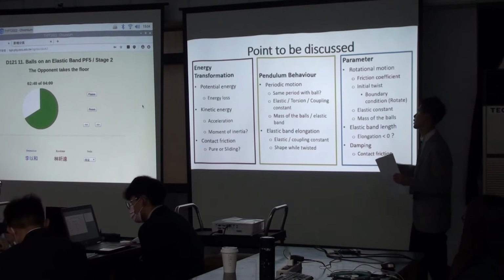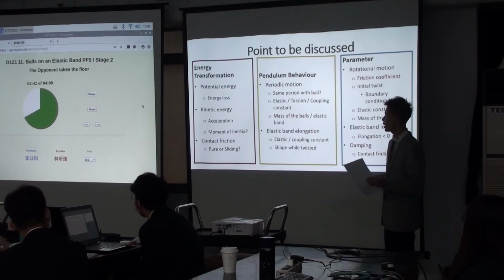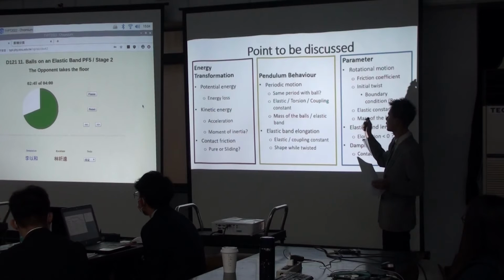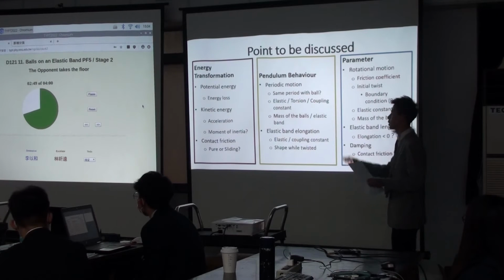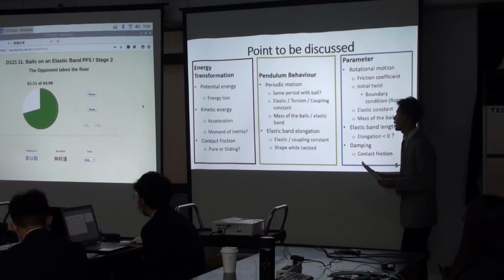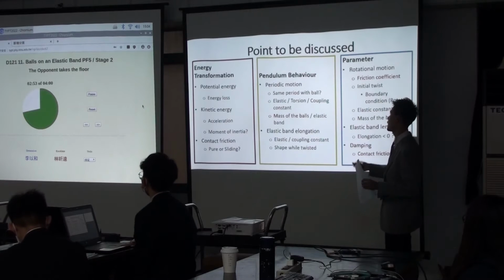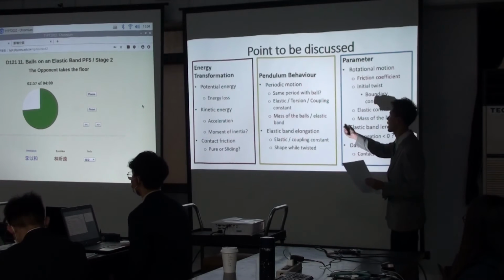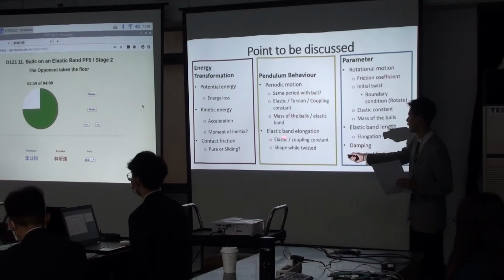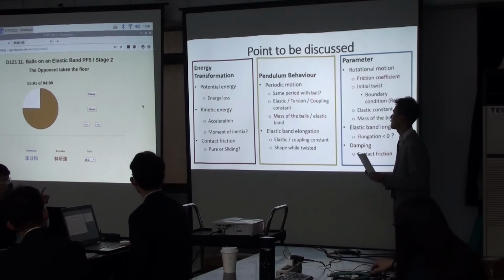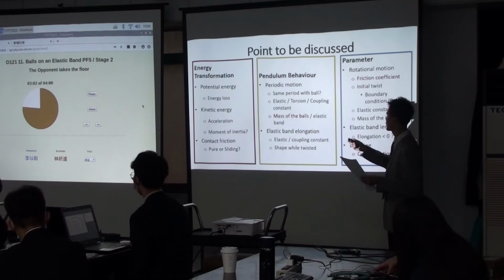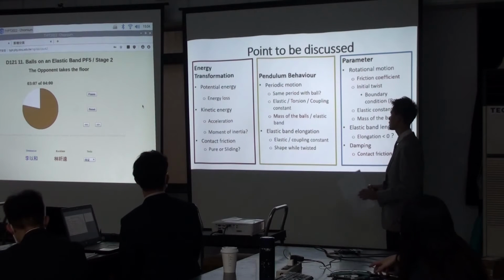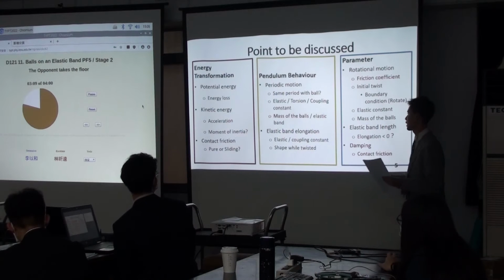And the pendulum behavior, the periodic motion: will the balls in the system have the same period? And how do the elastic and torsion coupling constants affect the motion? And the mass of the ball and the elastic band, I want to discuss how they affect the pendulum behavior. And the elastic elongation will also affect the pendulum behavior, such as the elastic and coupling constant affecting the elastic band elongation.